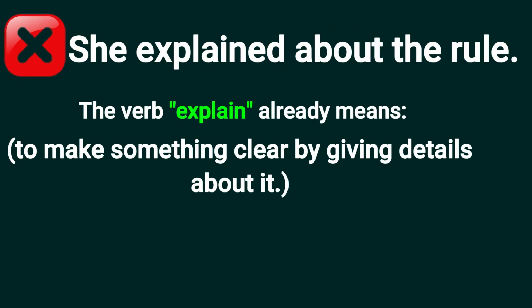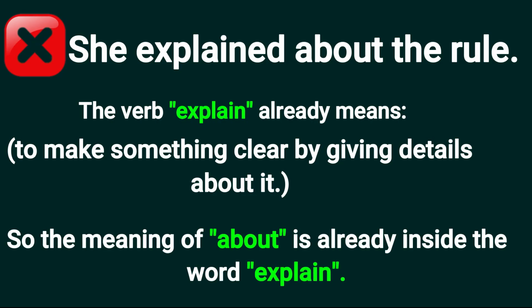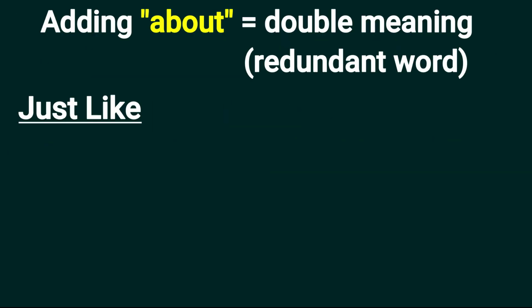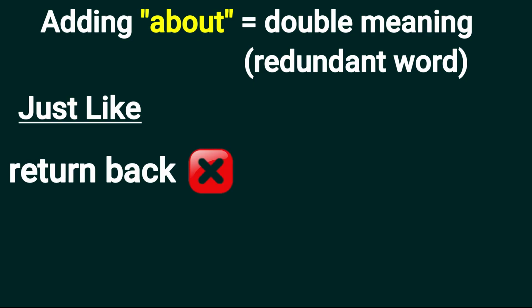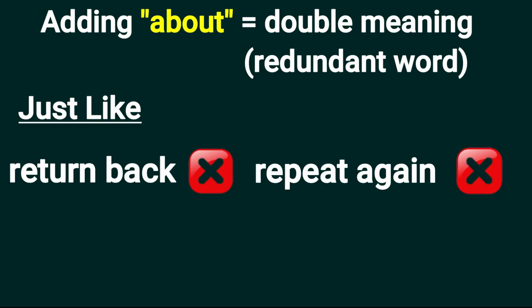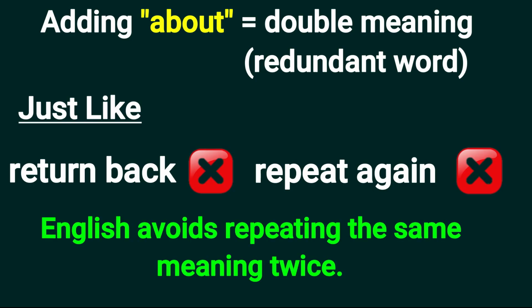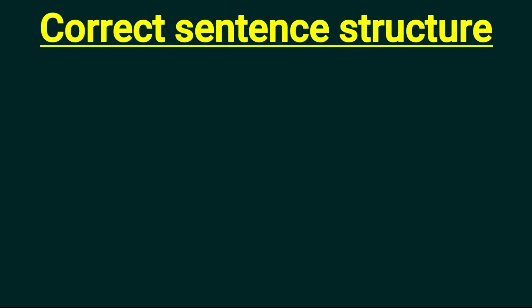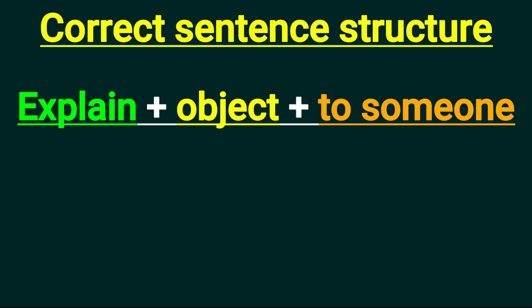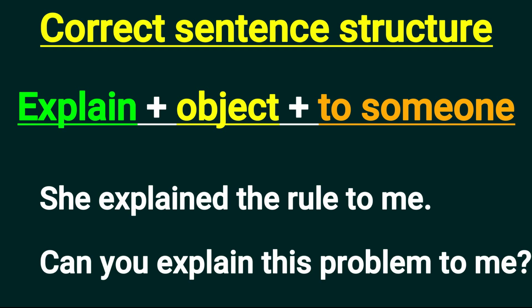The verb "explain" already means to make something clear by giving details about it. So the meaning of "about" is already inside the verb "explain". Adding "about" creates a double meaning, a redundant word, just like "return back" or "repeat again". English avoids repeating the same meaning twice. So the correct sentence structure is explain plus object plus "to" someone.